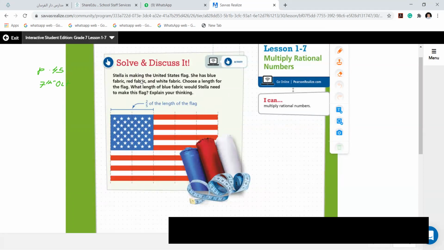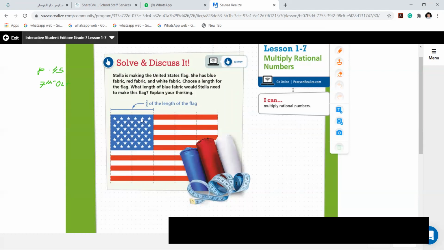Stella is making a United States flag. She has blue fabric, red fabric, and white fabric. Choose a length for the flag. What would be the length of the blue fabric Stella would need to make? Explain your thinking. They said 2/5 of the length of the flag.